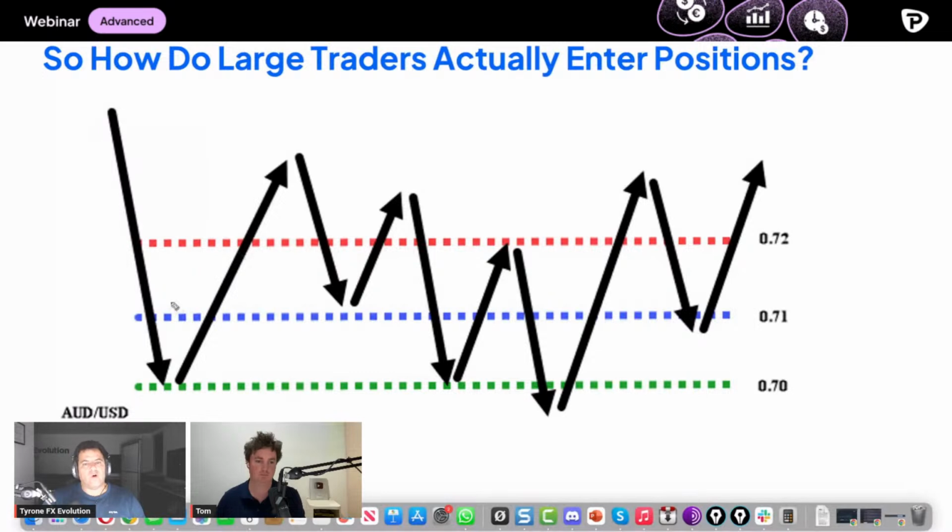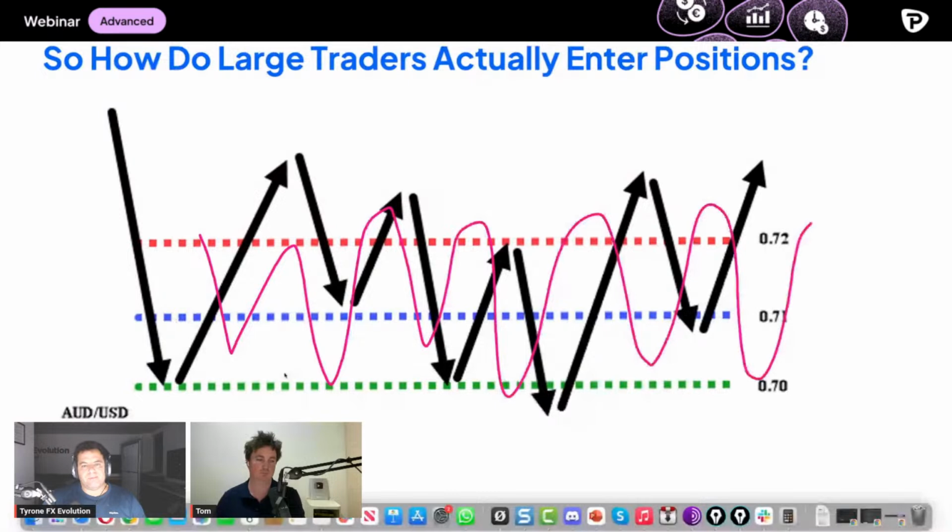So they might consider, as you can see in this chart here, that 0.71 is the fair value. 0.72 and 0.70 is where they're going to start loading in. You've got your cheap price and you've got your higher price, but on average, they would like the fair value, which is around that middle zone. So it makes sense from a liquidity standpoint that that's how they're going to enter the market.